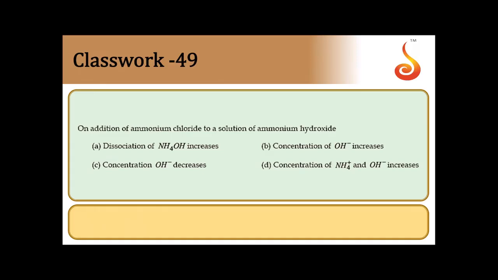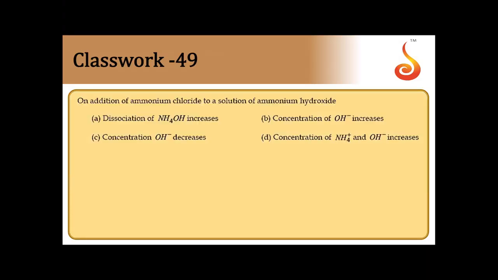Then, on addition of ammonium chloride to a solution of ammonium hydroxide. So ammonium chloride to ammonium hydroxide solution means, let us take ammonium hydroxide first, its ionization giving rise to ammonium ions plus OH minus ions. And they are adding ammonium chloride to this. So ammonium chloride, NH4Cl, gives rise to NH4 plus and Cl minus.